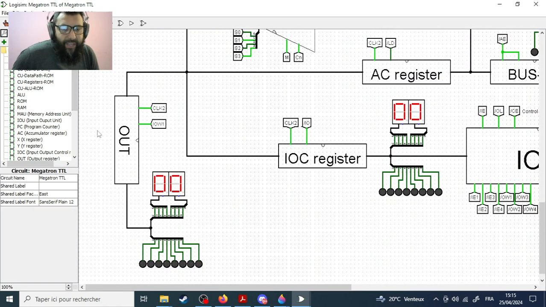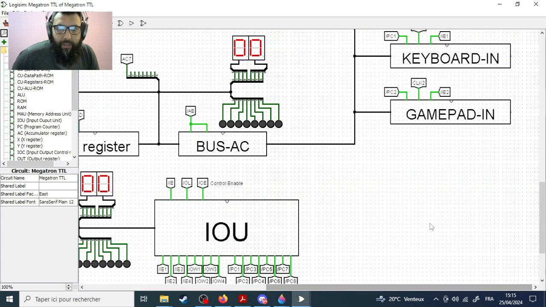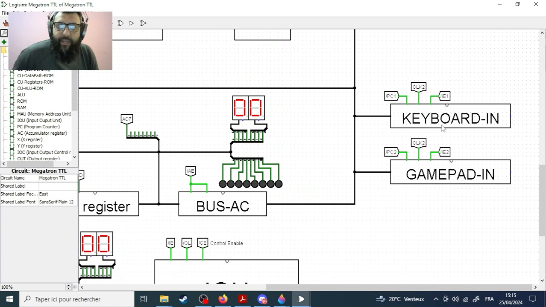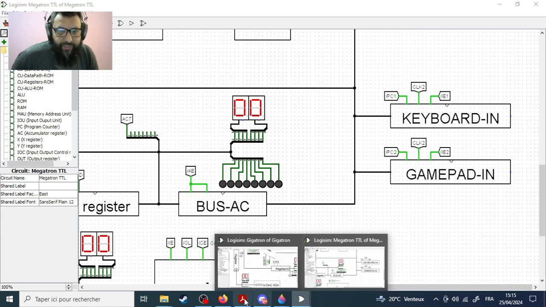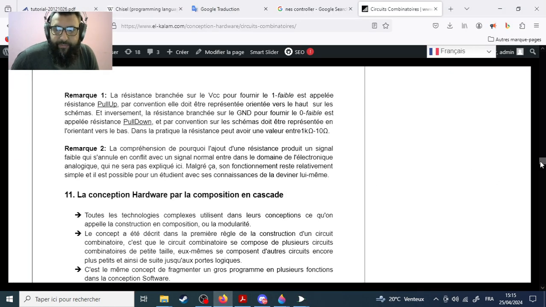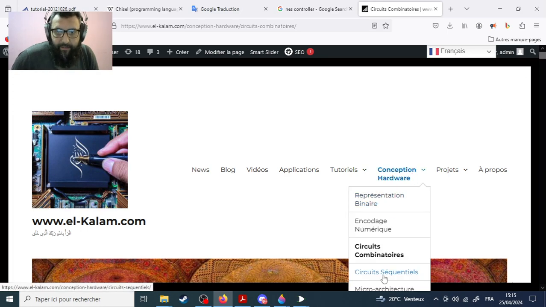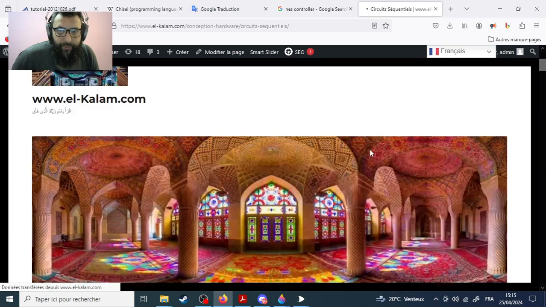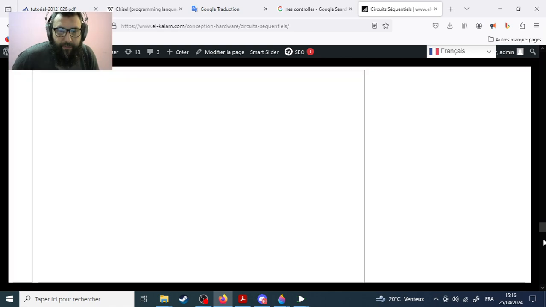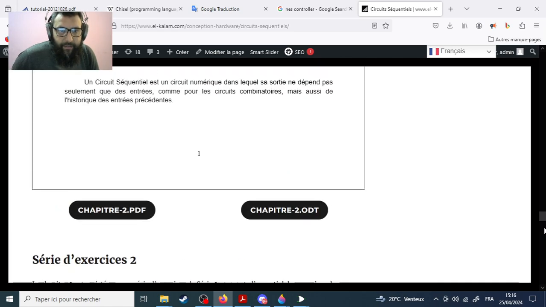Those guys are very simple. This is just a resistor, and those two are what we call a shift register, serial to parallel. I think you understand what a shift register is. Shift registers are defined in course 2, sequential circuits, and they are defined here.